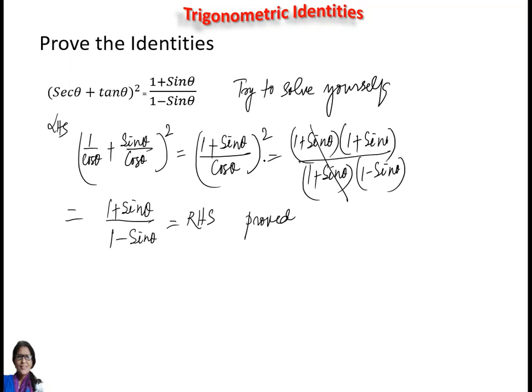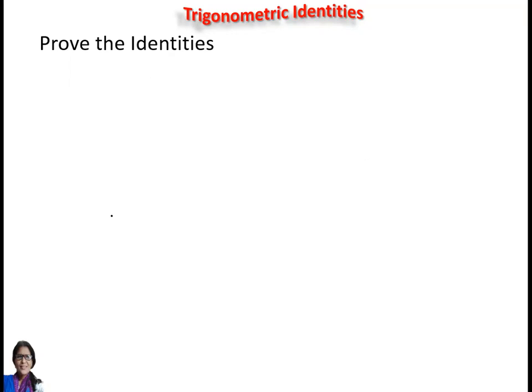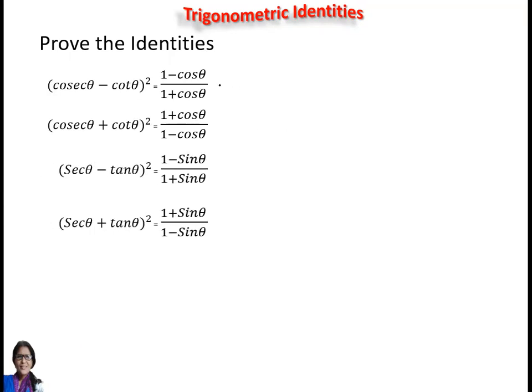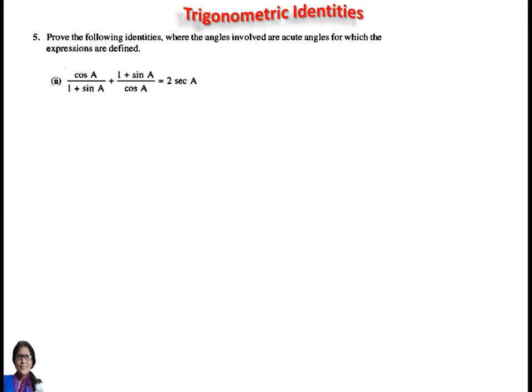Next I am coming to question number 2. So we have finished all these parts. Let me summarize. From 1, you can do all these 4 questions. When you follow the same pattern, you can learn all 4 questions. Next is question number 5, part 2: cos A by 1 plus sin A plus 1 plus sin A by cos A is equal to 2 sec A.